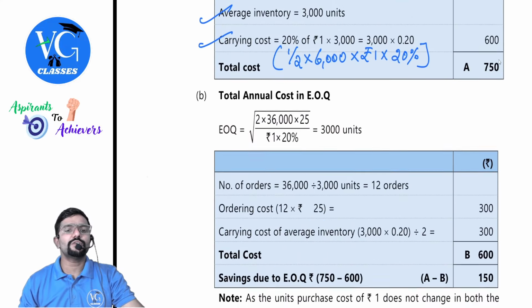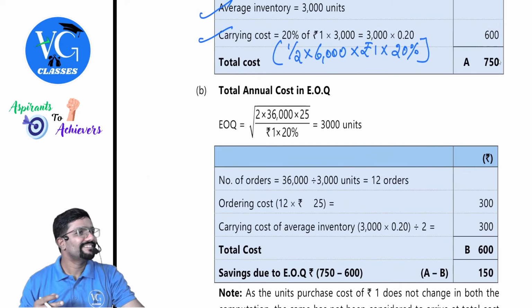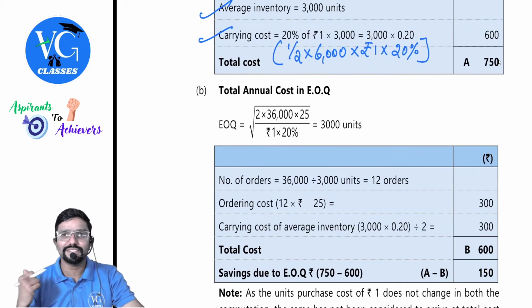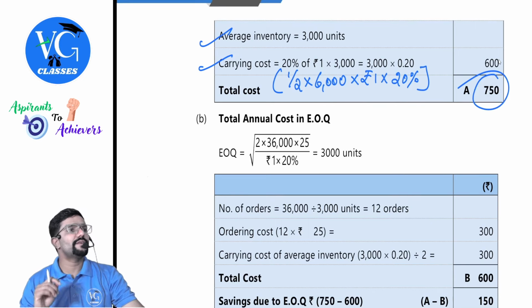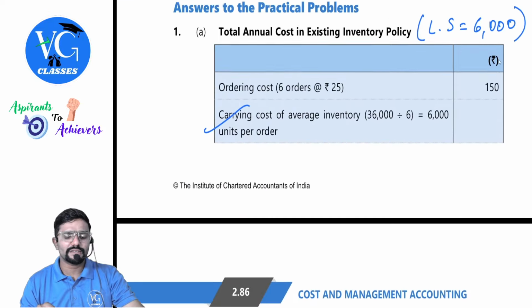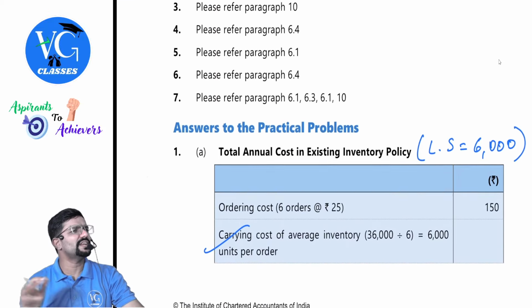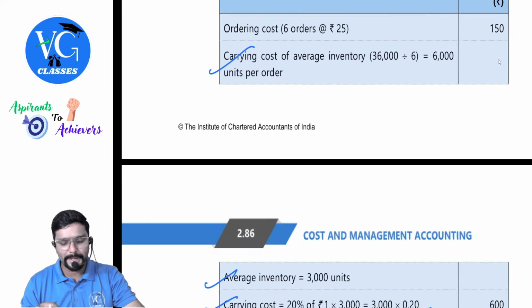Total ordering cost should match with the total carrying cost now. They are not following EOQ. We are supposed to calculate it. Later we will see what is the EOQ. So what is the total cost here? 750, guys. They have not taken purchase cost. Sir, can I add purchase cost also here? Yes, purchase cost also you can take.